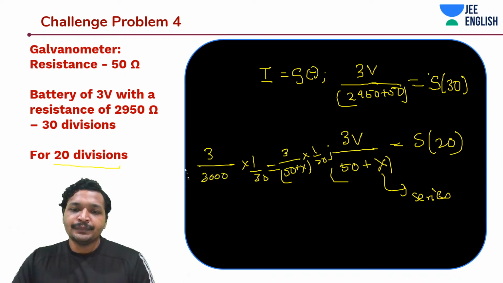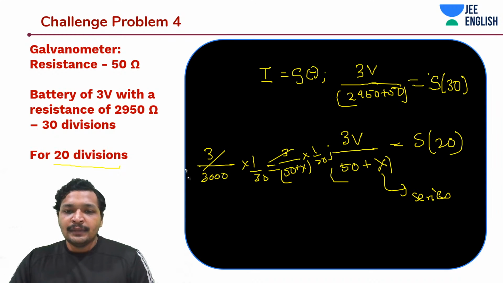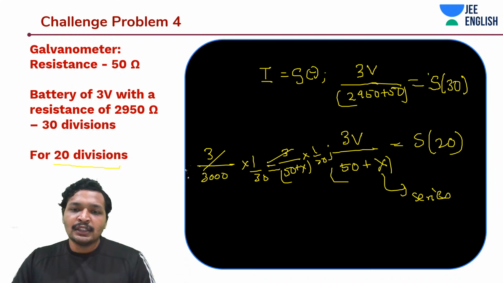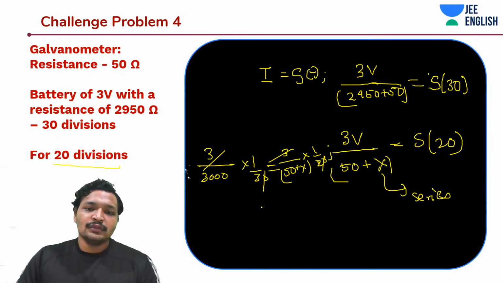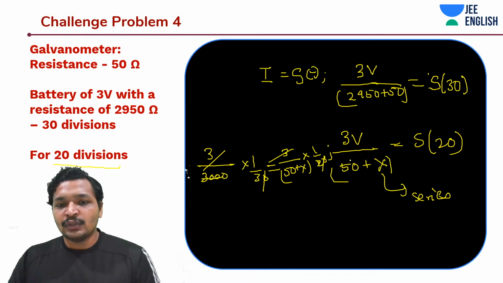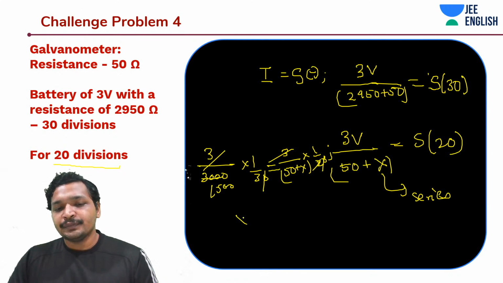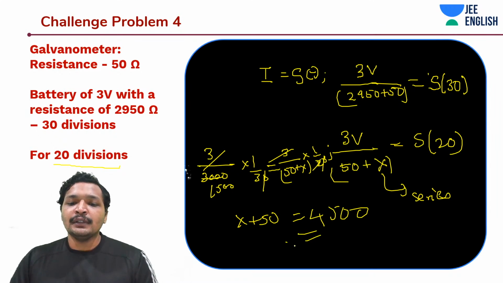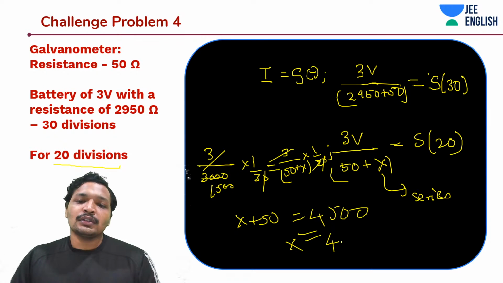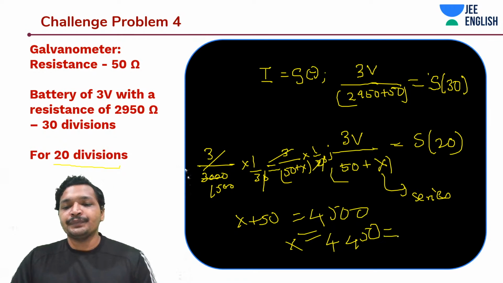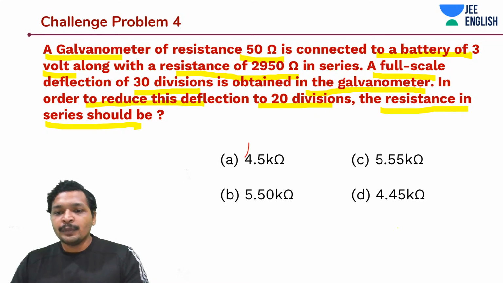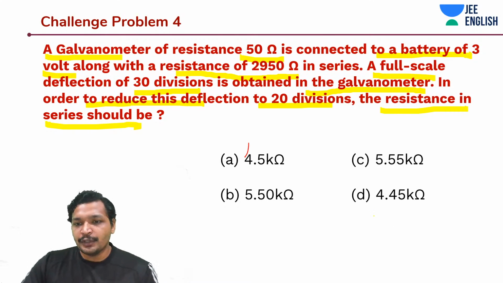If you notice it, it is nothing but 4500 minus 50. 1 by 20. So 3 will get cancelled. You won't take the 20 on the top, you'll bring this thing over here. And you can already cancel out the 0, 0. This would be like 1500, that is going to be 4500. X plus 50 is equal to 4500. That means the value of X should be 4450, which is going to be option D. Yes, that is going to be option D.